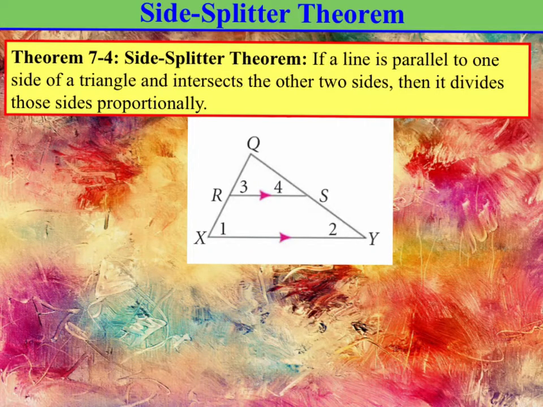So here is the actual side splitter theorem, and it's theorem 7-4 out of your textbook. If a line is parallel to one side of a triangle and intersects the other two sides, so this line is parallel to this line, how do you know that? The red triangles right there indicate that they're parallel, and it intersects this side here and this side here, then it divides those sides proportionally. So this side over this side is the same proportion as this side all over this side. It's a pretty cool rule that we can use to apply to different triangles.